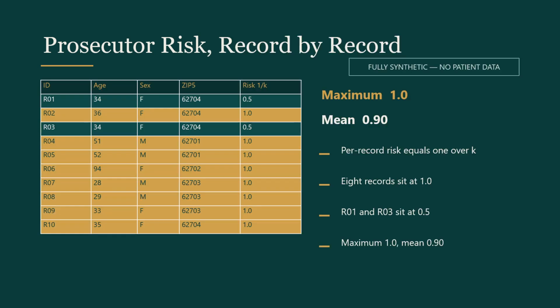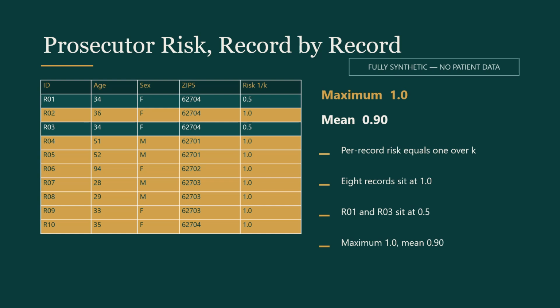Here's the whole Springfield discharge extract, fully synthetic, 10 fabricated rows using Springfield, Illinois zip codes for realism, with one extra column, the per record prosecutor risk. The rule is mechanical. Find the record's equivalence class on age, sex, and zip 5. Count how many records are in it. Write 1 over that count.